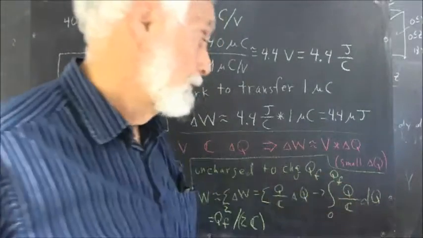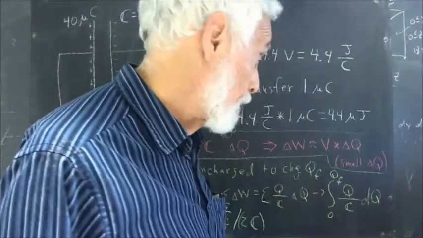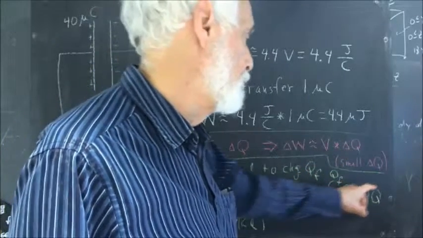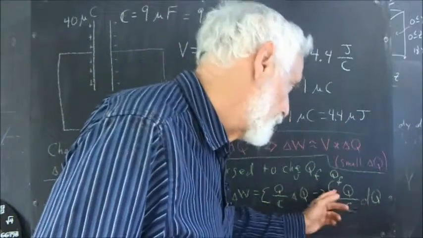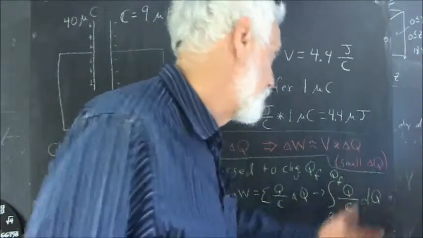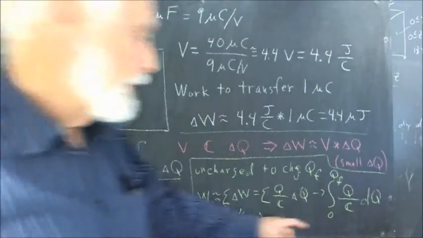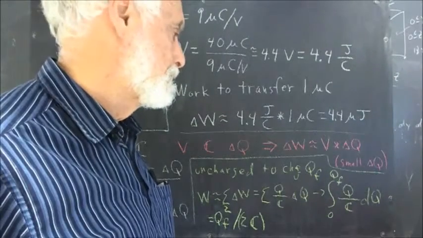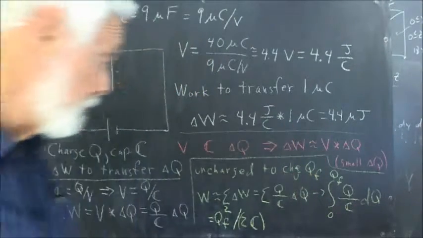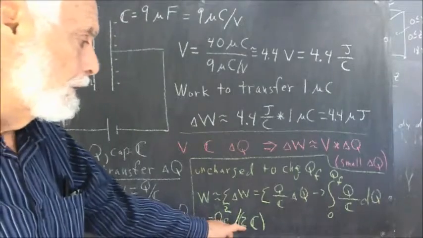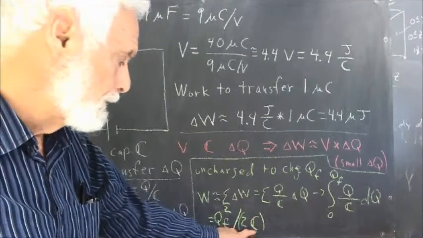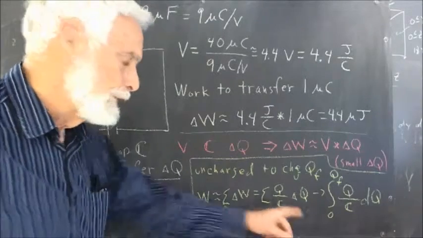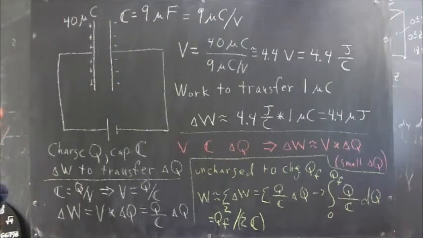This is an easy integral to do. Factor out the 1 over C, and you just end up with the integral of Q dQ. The antiderivative of Q with respect to Q is Q squared over 2. Evaluating that between 0 and QF, we end up with QF squared over 2. So we have QF squared over 2 times the 1 over C, so you get the C down here. So this is the work required to charge up the capacitor.